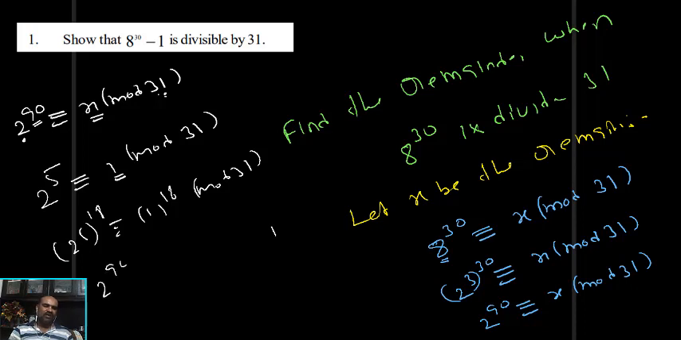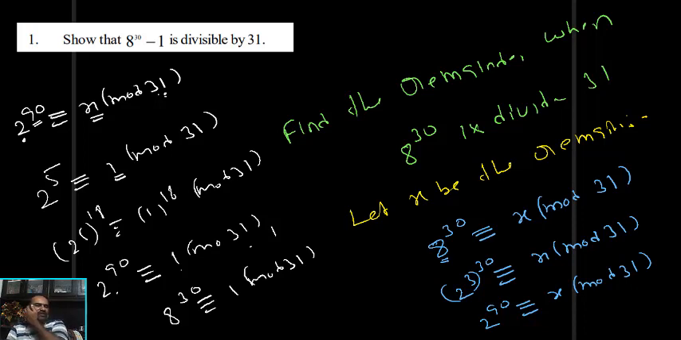What is the meaning of 2 power 90 congruent to 1 modulo 31? What is the meaning of that? 2 power 90 when divided by 31 leaves remainder 1. 2 power 90 or 8 power 30, both are the same, congruent to 1 modulo 31. So I can say 8 power 30 divided by 31 leaves 1 as the remainder. Okay.